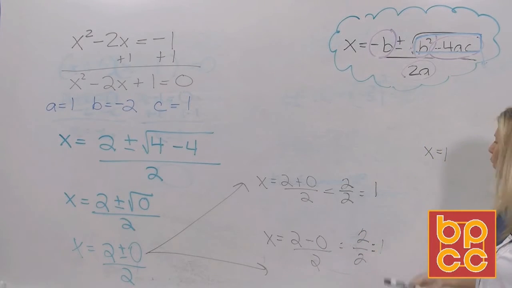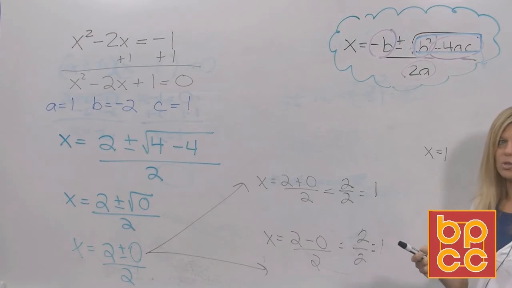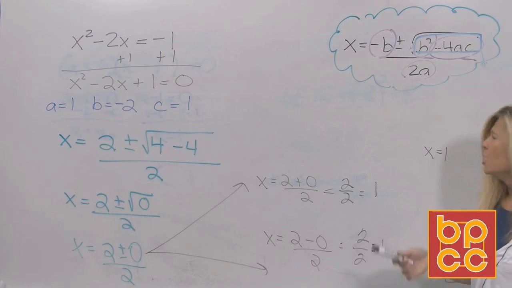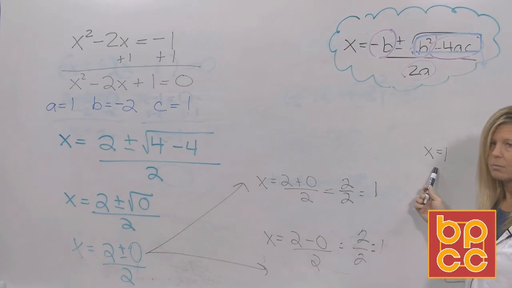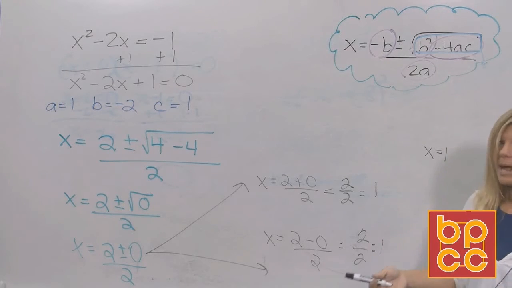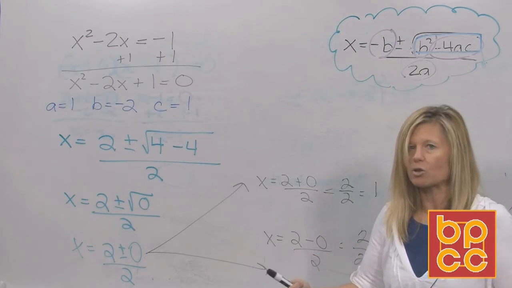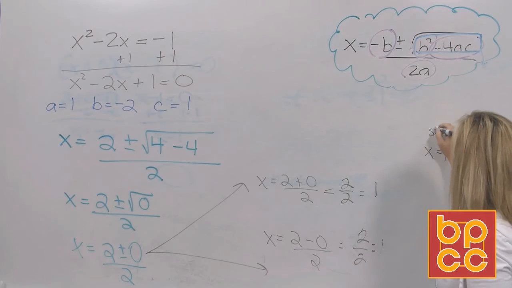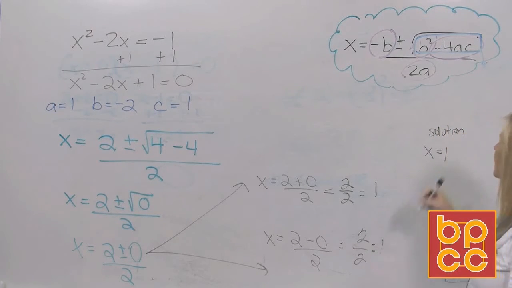Now, guys, we talked about this. We have 2 solutions. They're just the same number, so we don't need to write them twice. Okay, and that's okay. Sometimes that happens. We get the same answer out twice. So our solution is x equals 1.